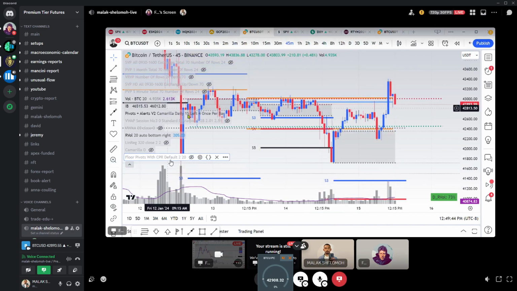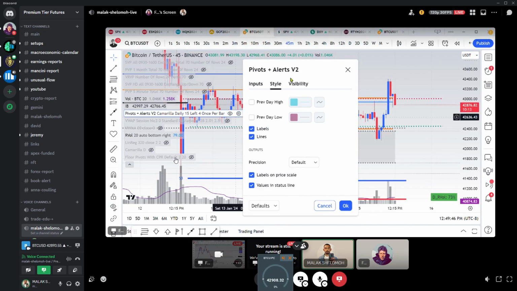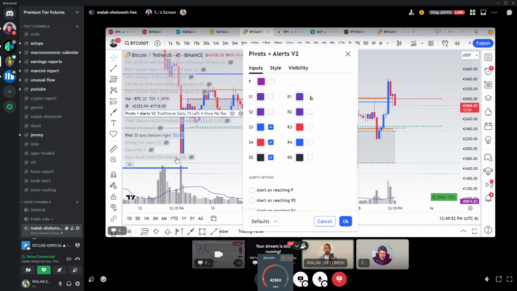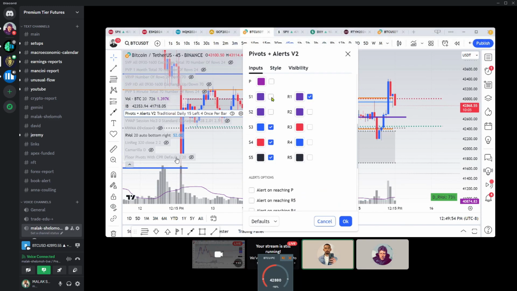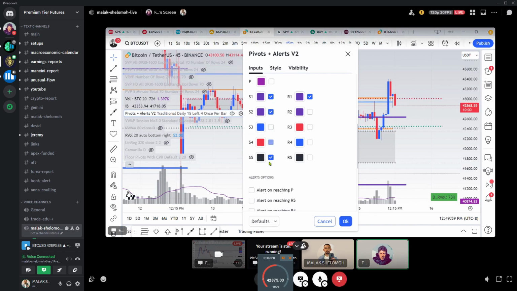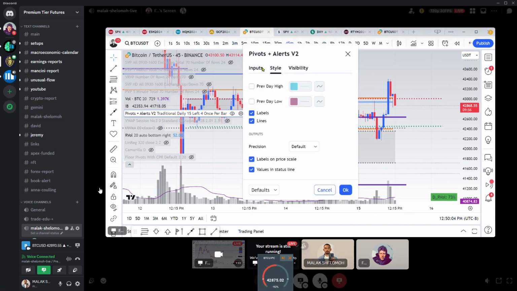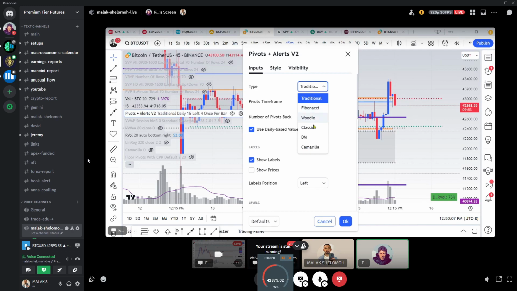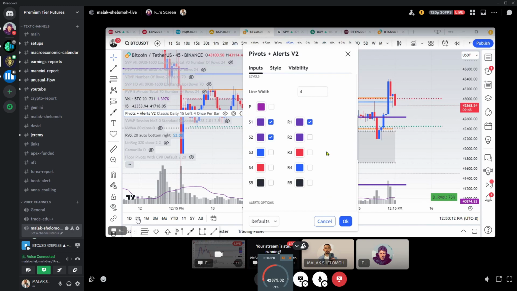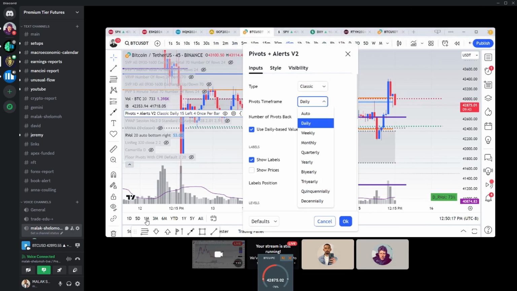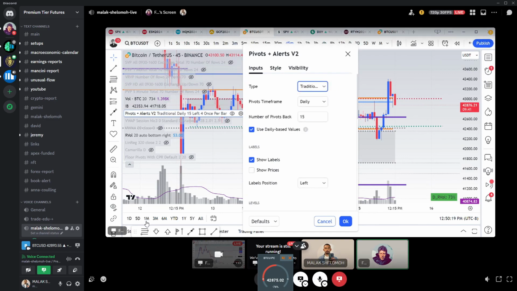Let me take a look here. Yes, in this version, I definitely have the order book imbalance going to 40%. R2. Let's see if I try classic. Yeah, it's the same. Classic, daily, traditional.